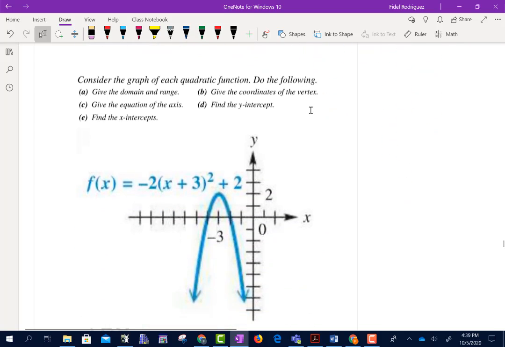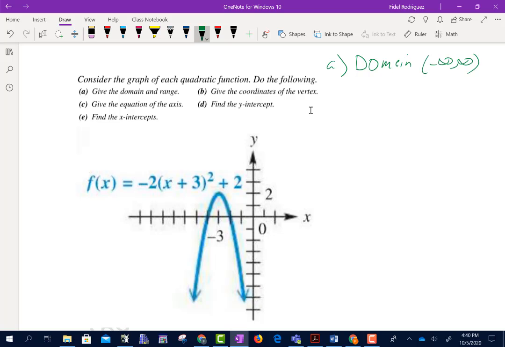So we're going to do the same thing for this next problem here. Okay. So let's go ahead and do it. Part A. Let's find the domain. So guys, just to give you a heads up, the domain is always going to be from negative infinity to positive infinity, okay? The range is the one we have to figure out.